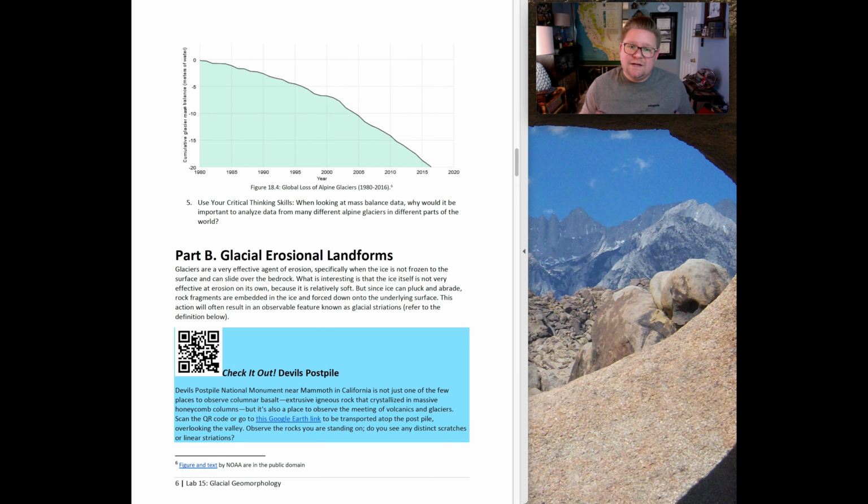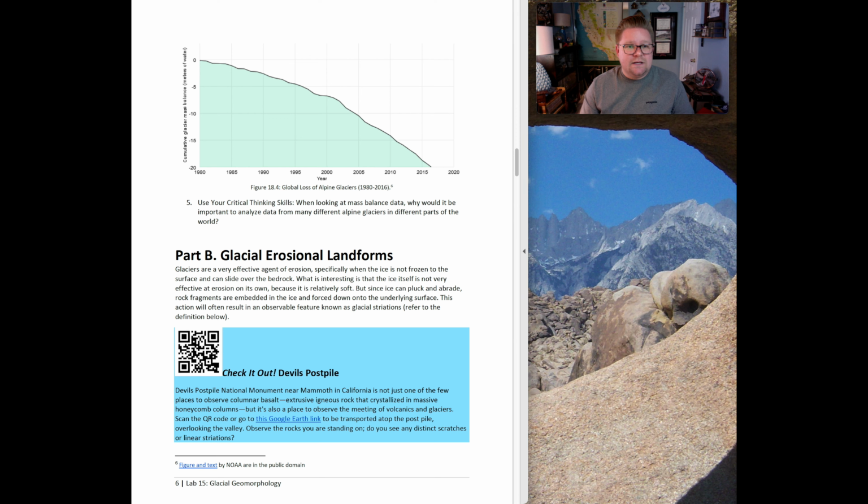Part B is called Glacial Erosional Landforms. We'll be able to split this up within the lab between erosional and depositional, but let's start with this. The first thing is the QR code. Definitely check that out. It opens a Google Earth link that drops you down so you can see a landscape that has been eroded by glaciers. This location in particular is the Devil's Postpile near Mammoth, California. And what's really impressive is as you move around and look down at that basalt that had been abraded, cleaned and polished by glacial ice, you can actually identify striations, or scratch marks, on top of that surface.